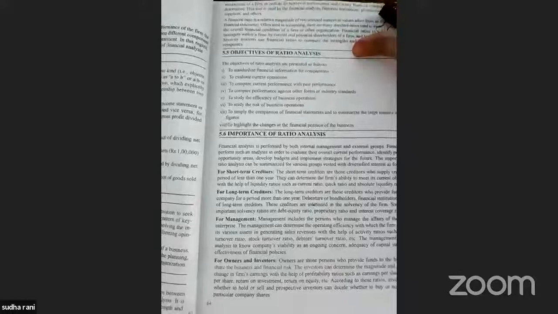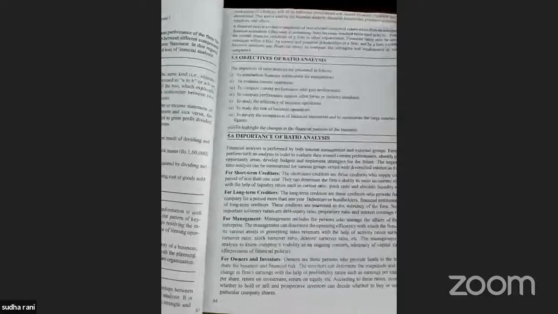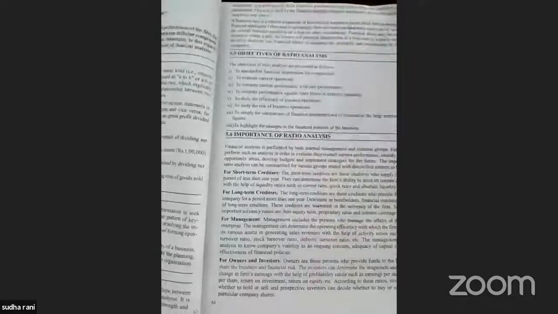And what type of ratios do they use? Solvency ratios. Under that, you will get the debt equity ratio, proprietary risk ratio, then interest coverage ratio, all these ratios. These ratios tell about the ability of the company in meeting its regular interest and its loan obligations. The next important user is management.